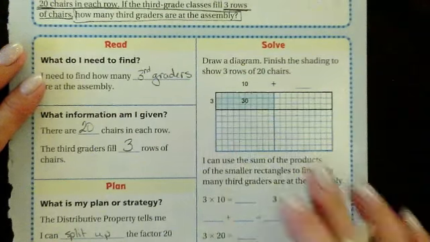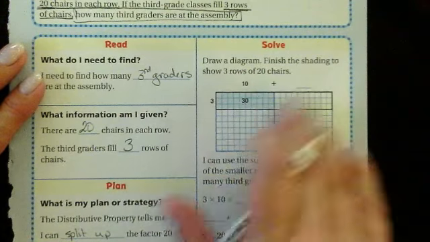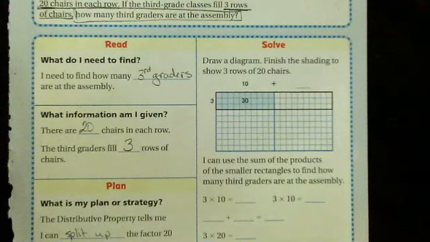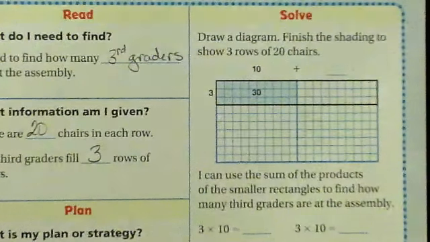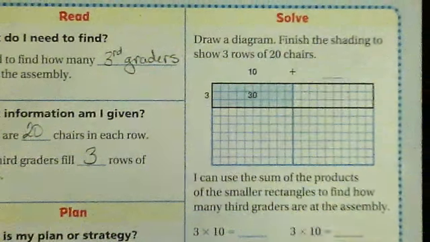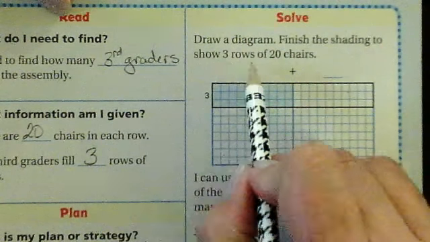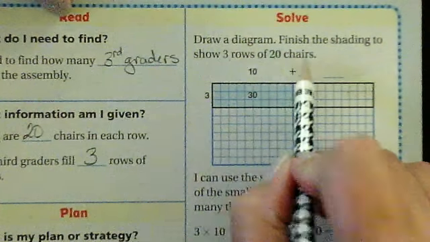Here's the part that I wanted you guys to definitely understand whenever we're looking at this diagram. This is an interesting way to do multiplication, and we'll be able to use it again later with different numbers besides just 10. So I want to make sure that you understand this part. It says to solve, draw a diagram. Finish the shading to show 3 rows of 20 chairs.